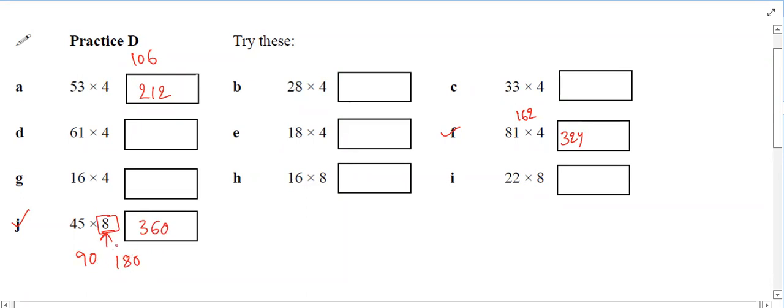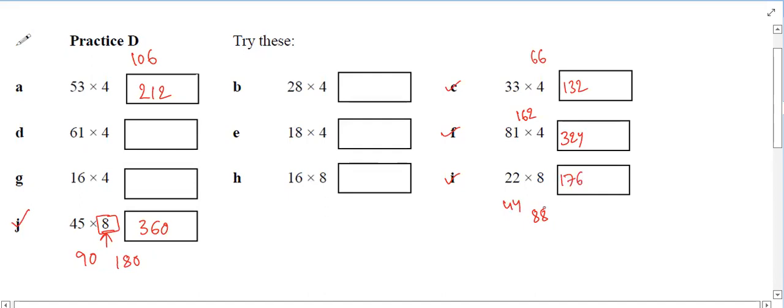Then Bhunesh, question C. 33 plus 33 is 66. 66 plus 66 is 132. Correct. And then Sharanya, your question is I. 22 double is 44. 44 double is 88. 88 double is 160 plus 16, 176. Correct.